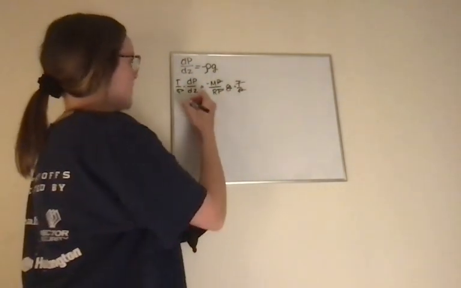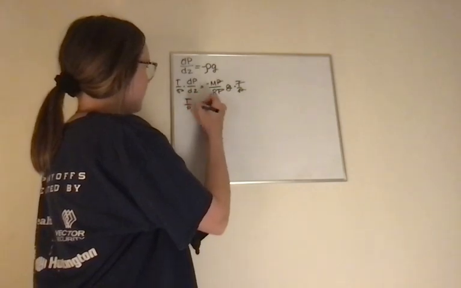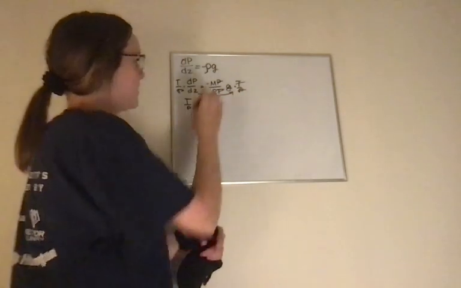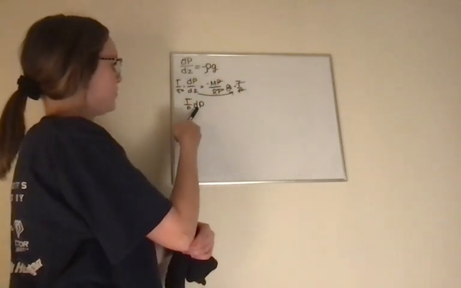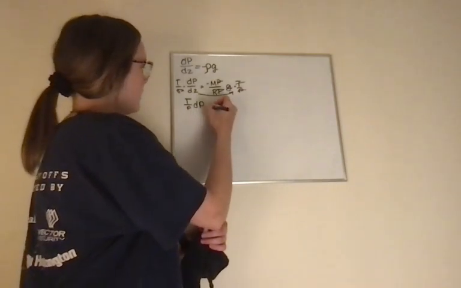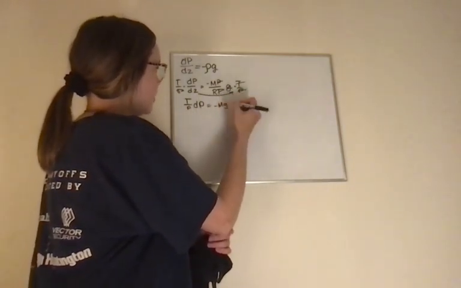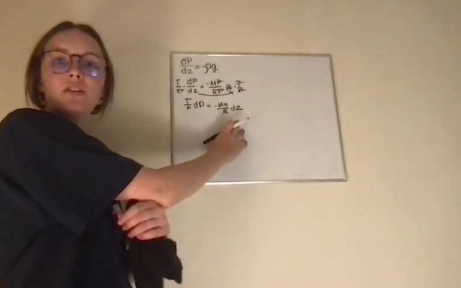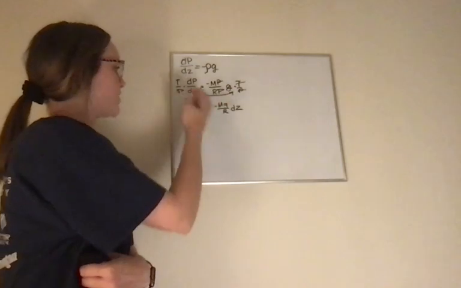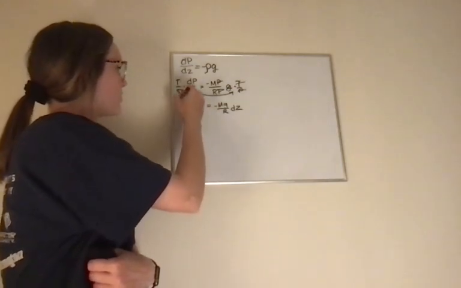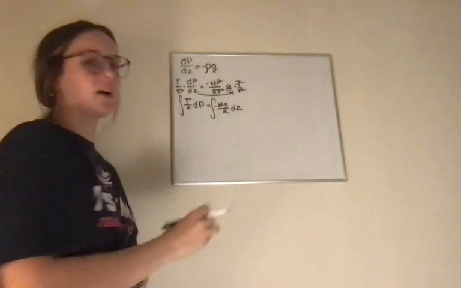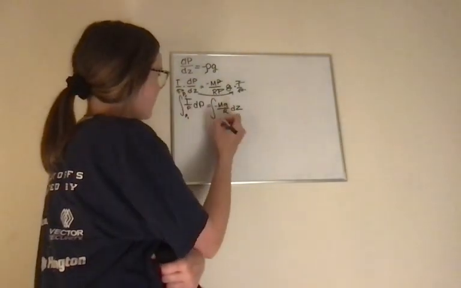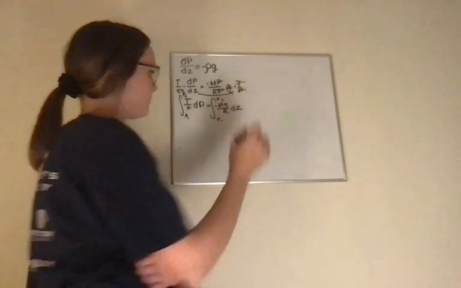We have to do that on both sides, so we end up with T over P dP. We're also going to move this dz over to this side, so that we have just the dP with the P and the dz on this side, equals negative Mg over R dz. Now that we have this, we're going to take the integral of both sides. This is going to be from P1 to P2, and this is going to be from z1 to z2.